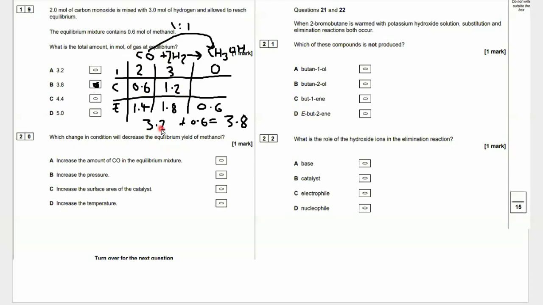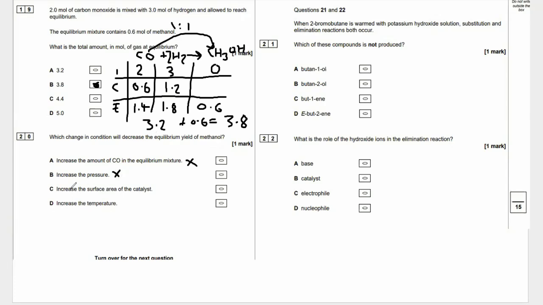So which one is going to force the reaction back this way? If we increase the amount of CO in the equilibrium, if I make more carbon monoxide, Le Chatelier says it's going to do the opposite. So it's going to move over to the methanol. So that's definitely not going to decrease the equilibrium mixture. If I increase the pressure, it's going to go to the side with the least gas molecules, which is the right-hand side. So that is not going to work either.